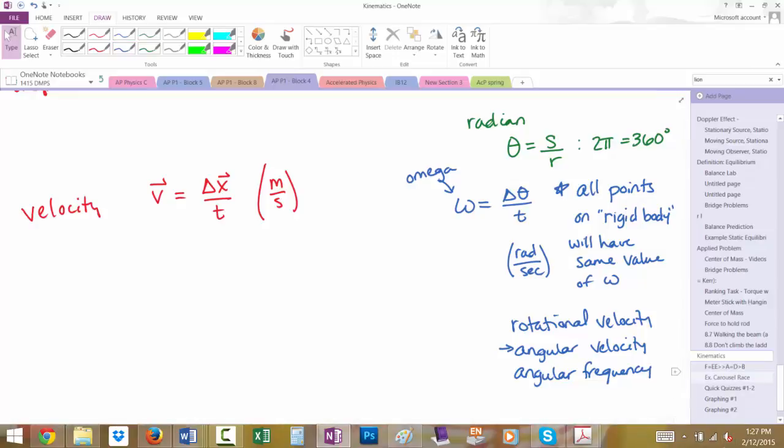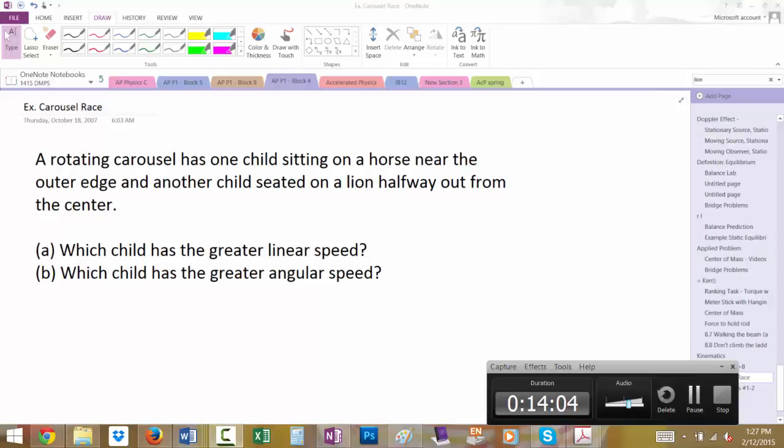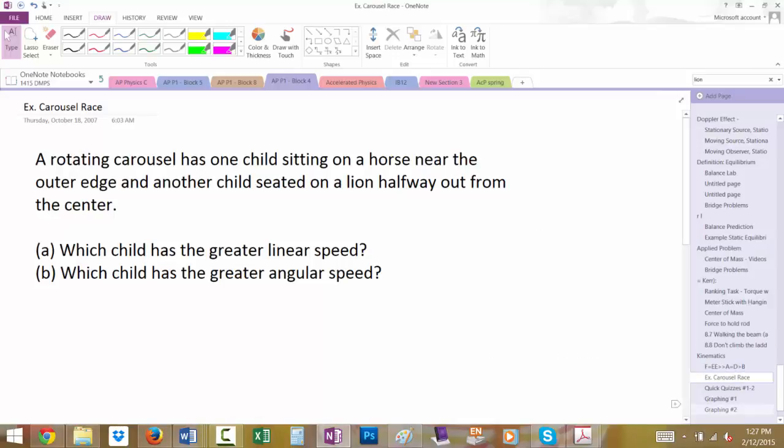I want to try a problem real quick. I think you should know the answers to this one pretty quickly, but I'm going to let you read this individually, and then I'll let you discuss it in just a moment. Who has a greater linear speed? The outer child, the child on the horse. Which child has a greater angular speed? Neither. Both, yes, is the answer. They have the same angular speed. This is not hard stuff, friends. You can handle it.